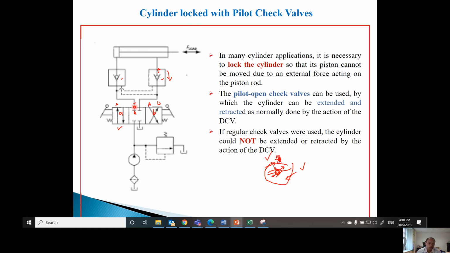Cylinder lock is in this neutral position. You can see that there is no flow coming, it is being blocked, and therefore nothing will happen to the cylinder because there is no oil movement in this area because of the blockage in this position.